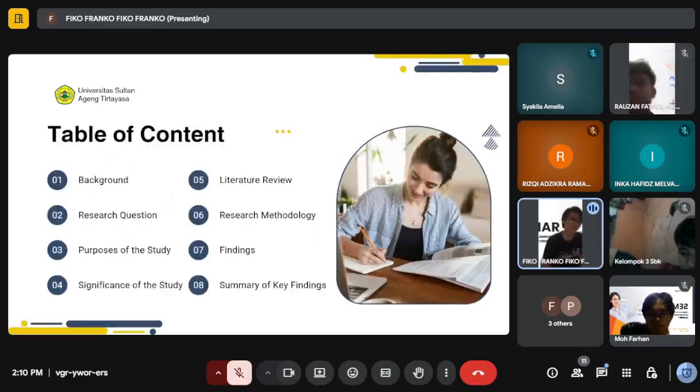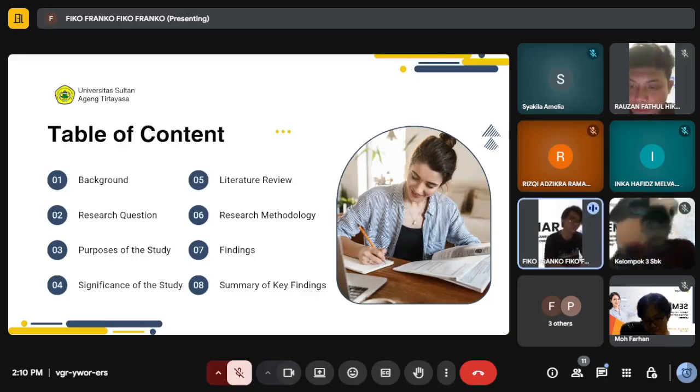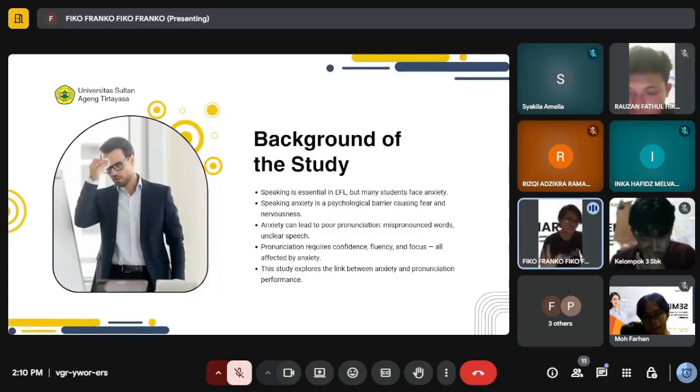And this is our table of contents, which I'm going to explain today. We have the background of our study, and then the research questions, and purpose of the study, significance, literature review, research methodology, findings, and a summary of our key findings. So first, to start this seminar, I'm going to explain the background of our study. Why are we doing this?